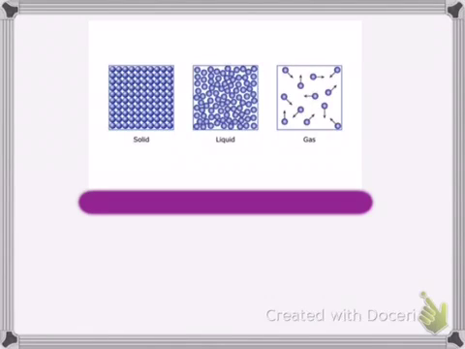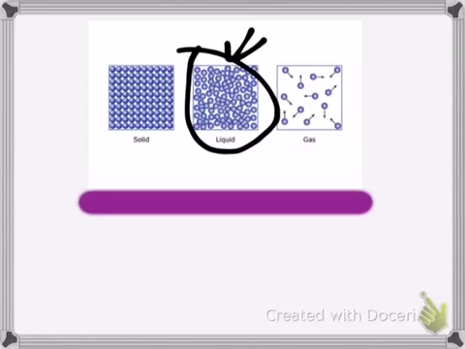So first off, we're going to start with the liquid. Now, this is what the liquid looks like if you had a glass of water. It wouldn't have a form like a solid would have. We'll get to that later, why it's like that. But anyway, they can bounce all over the place. They can move around.